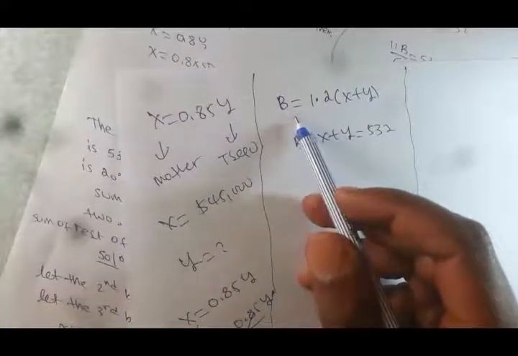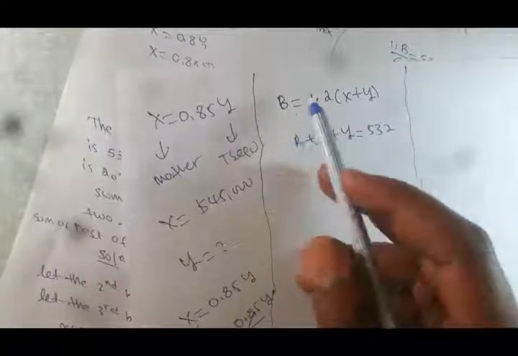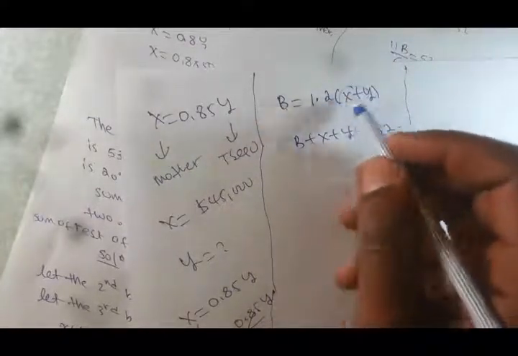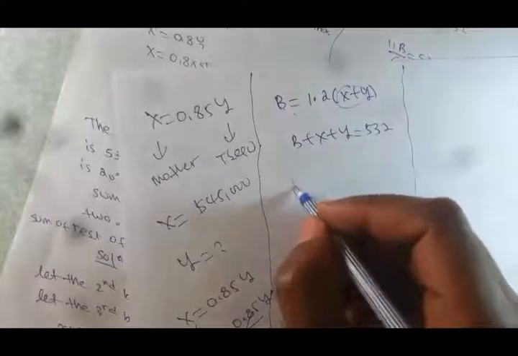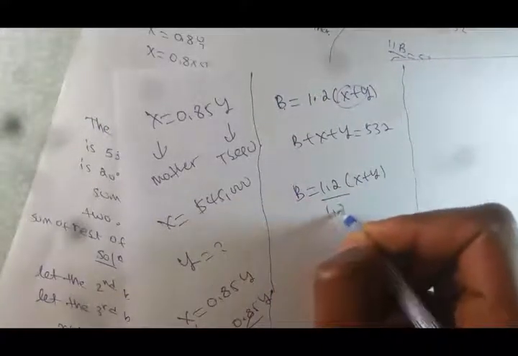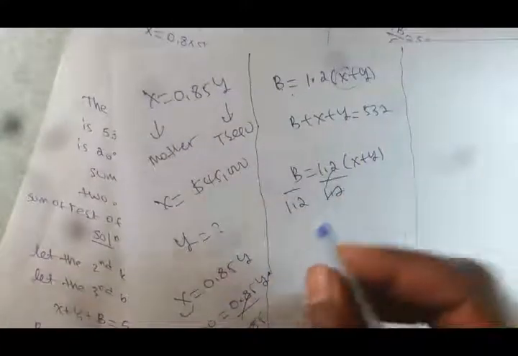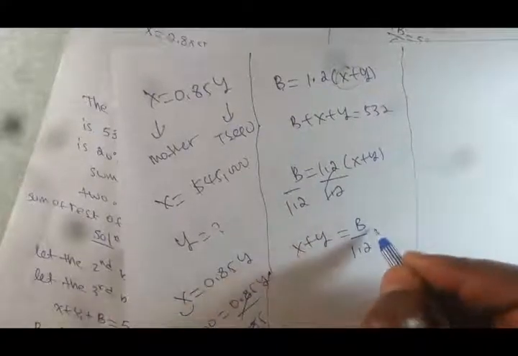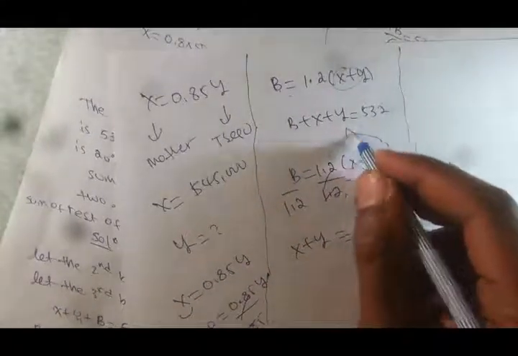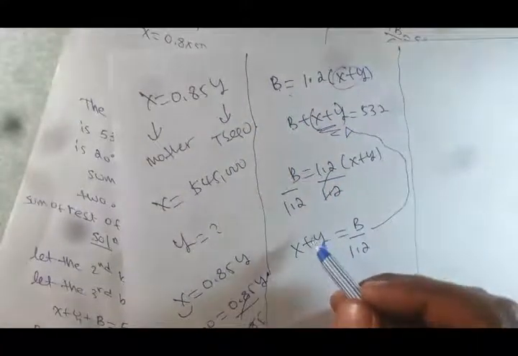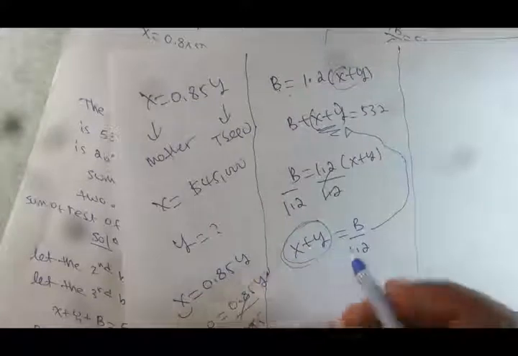We are asked to find b and the sum of the rest. The first question is to find b. Whenever you are asked to find b, you have to eliminate any variable other than b. In our current case, the variables other than b are x plus y. Therefore, we have to eliminate x plus y. So b equals 1.2 times x plus y, and dividing by 1.2, x plus y will be b divided by 1.2. In order to eliminate it, we have to divide and find x plus y.